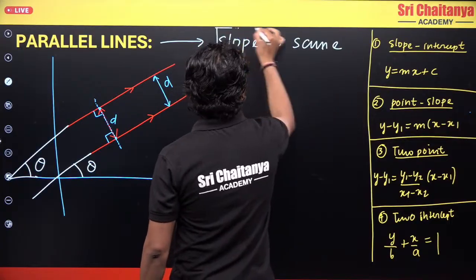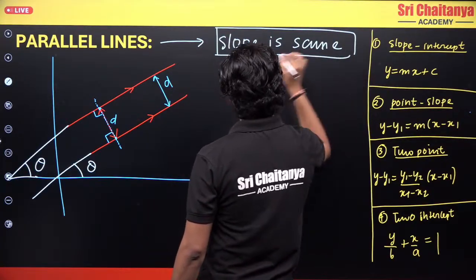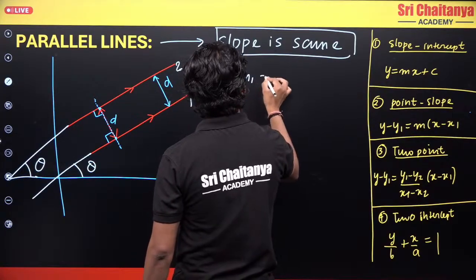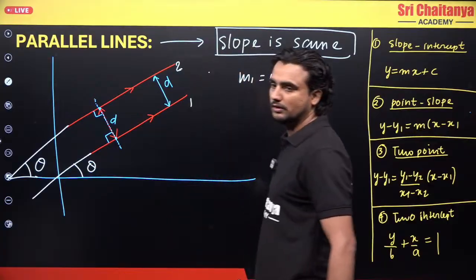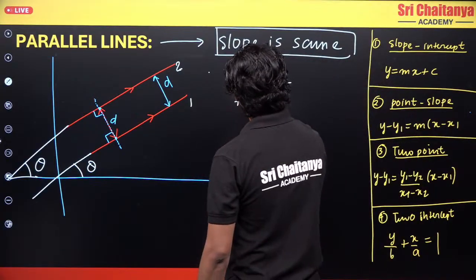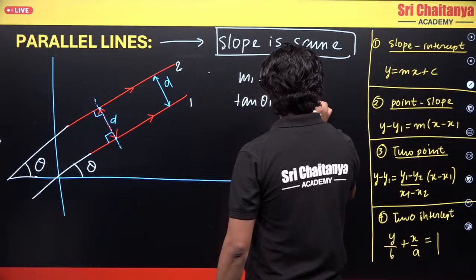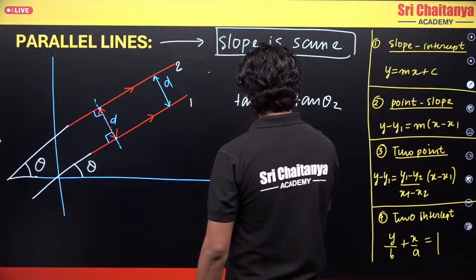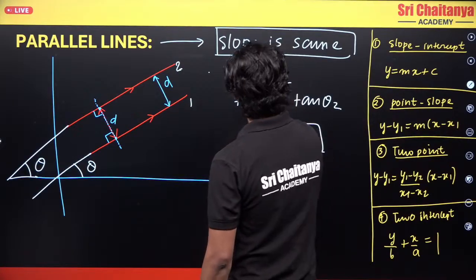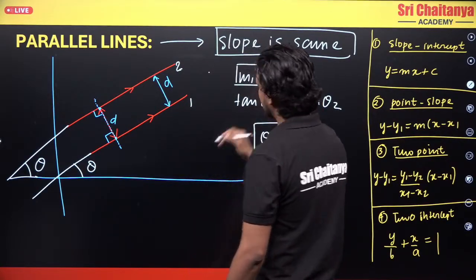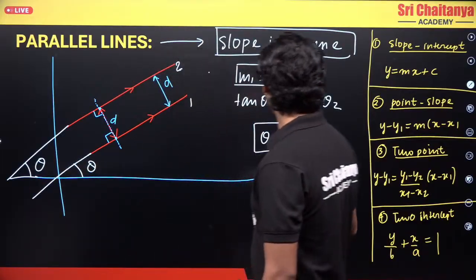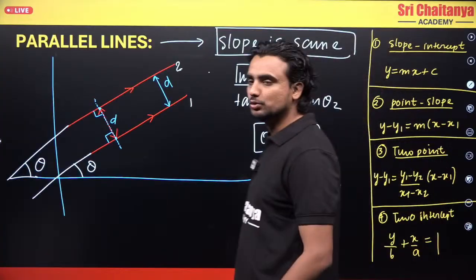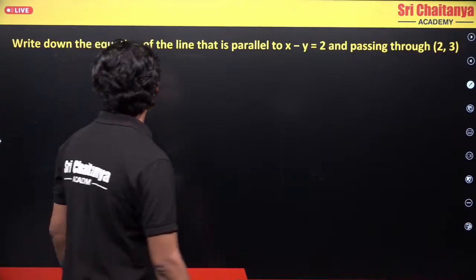So for two straight lines, let's say this is line 1, line 2. If there are two lines, the slope is same, that is m1 equals m2, or I can say tan theta 1 is equal to tan theta 2, that means theta 1 is equal to theta 2. So the angle that they make with the x-axis is same, that is theta 1 is equal to theta 2, and that is equal to theta. Clear? So this concept we'll be using for parallel lines. So let's try to solve this question.